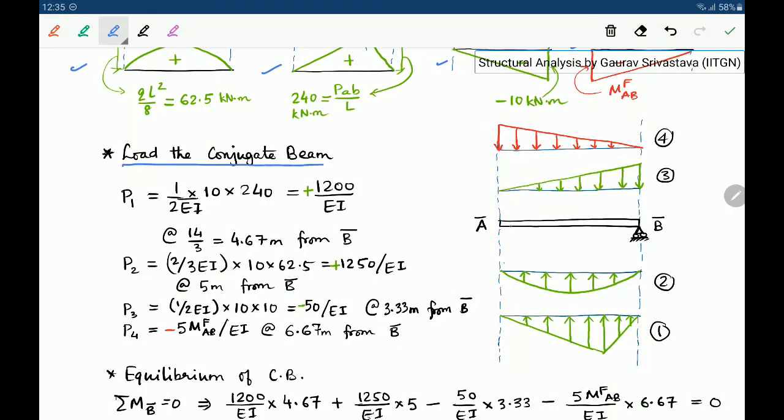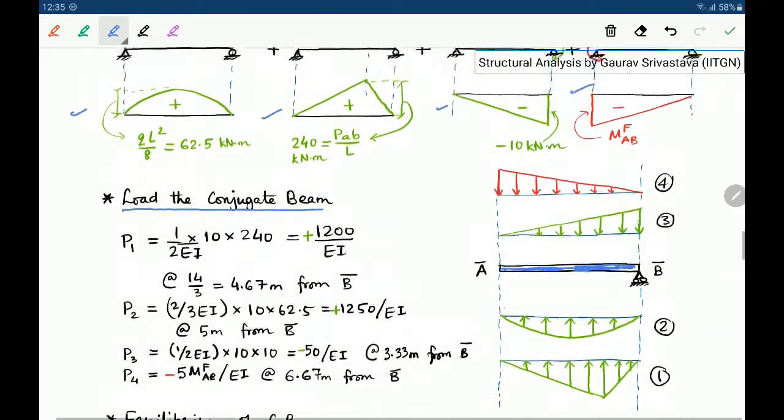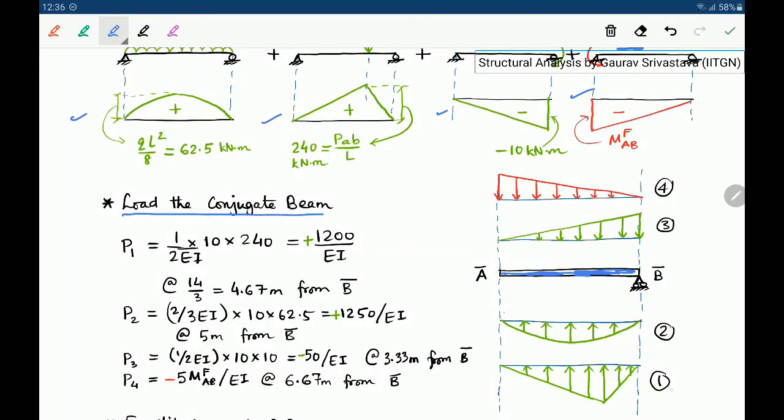For the conjugate beam, which is shown here, A bar, B bar, we have 4 loads being applied. Let's say this one is coming from the concentrated load. This is a positive bending moment, so this one is being applied upward to this beam A bar, B bar. The second, let's say, comes from the UDL.